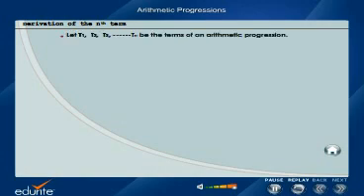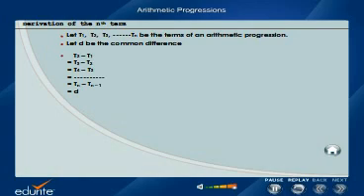Let T1, T2, T3, and so on up to Tn be the terms of an arithmetic progression. Let D be the common difference between the successive terms. T2 minus T1 is equal to T3 minus T2 is equal to T4 minus T3, and so on, that is equal to Tn minus Tn-1, that is equal to D.